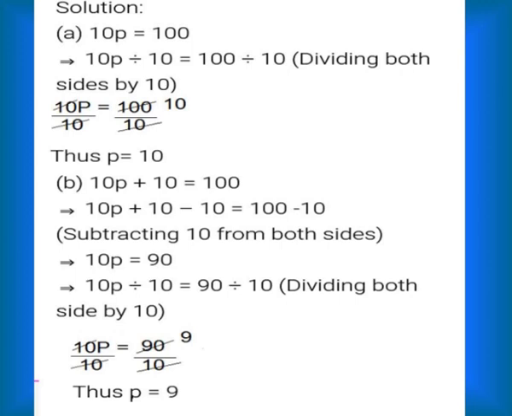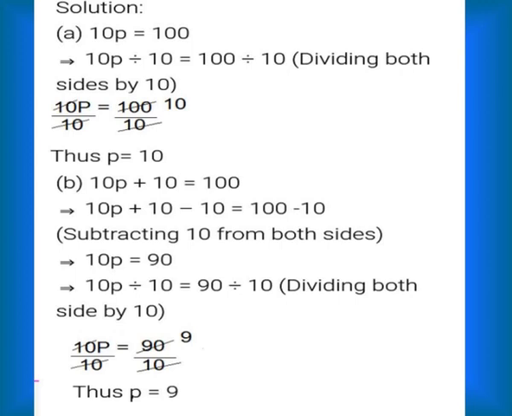So consider our equation 10p is equal to 100. We have to separate the variable and constant, so we are dividing by 10 on both sides. We get 10p by 10, which is equal to 100 divided by 10. Now in LHS, 10 and 10 get cancelled and it becomes p. In our RHS, 100 is divided by 10, so we get 10. Now p is equal to 10, which is our required solution.